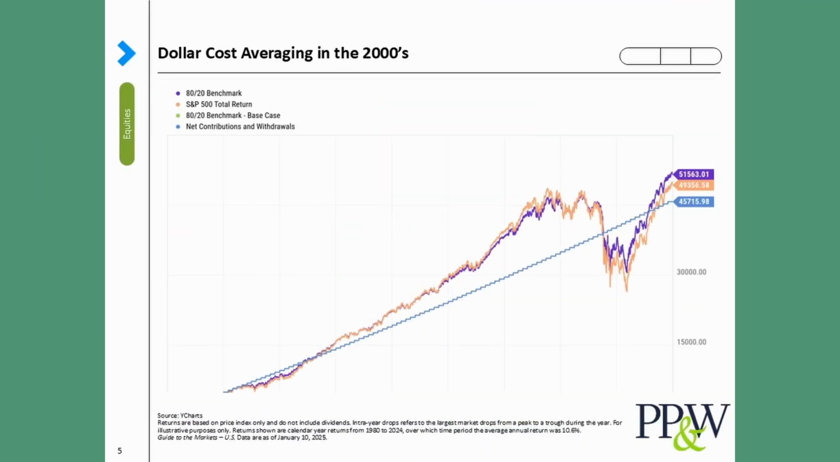So what happens if you just begin dollar cost averaging as well? This is an example of someone making $50,000 a year, putting 5% in their 401k plan and getting a 4% match. Essentially, what would happen if you put it in an 80-20 asset allocation fund is that you would have roughly a 14% return just by virtue of dollar cost averaging, and that's through the exact same time period.